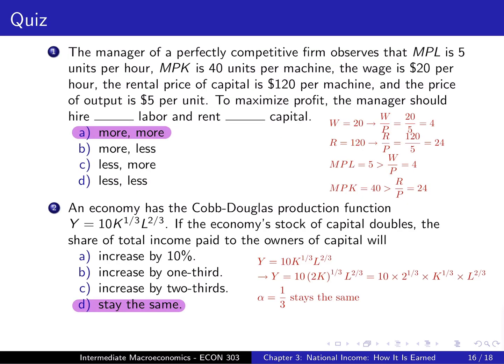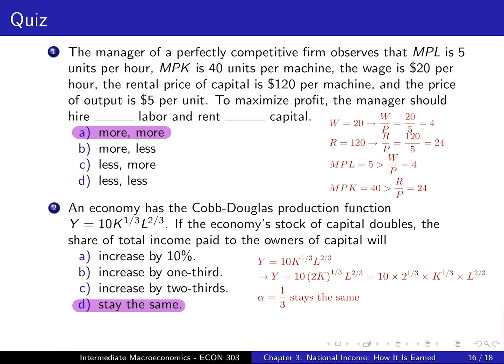Next, let's go through a couple of practice problems to reinforce our understanding of marginal products, input prices, and income distribution in a competitive economy. Question number 1. A firm manager observes the following. MPL is 5 units per hour, MPK is 40 units per machine, wage is $20 per hour, the rental price of capital is $120 per machine, and the price of output is $5 per unit. The question asks, to maximize profit, should the manager hire more or less labor and rent more or less capital?